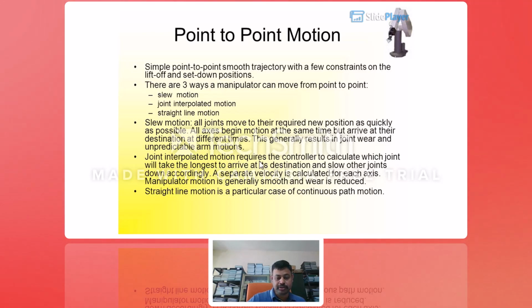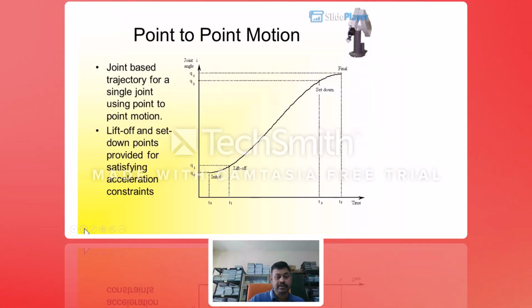And the joint interpolated motion requires the controller to calculate which joint will take the longest to arrive at its destination and slow the other joints down accordingly. A separate velocity is calculated for each axis. The manipulator motion is generally smooth and wear is reduced. So the one out of the joints, that is important. In a straight line motion, the particular case of continuous path motion, this we already discussed. This is used in material transfer or pick and place applications of robots.